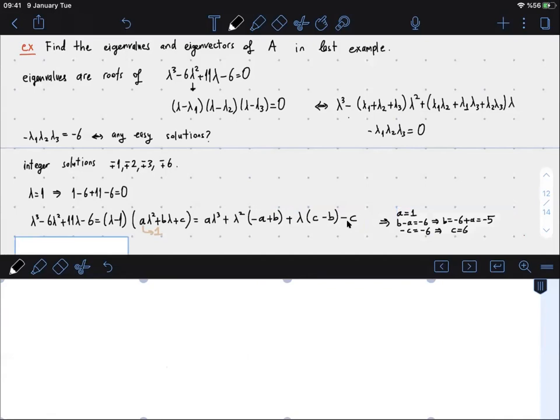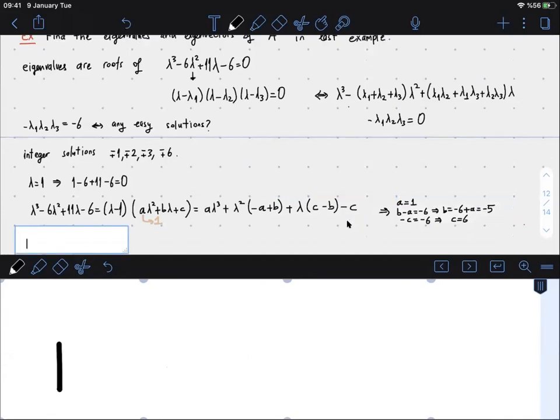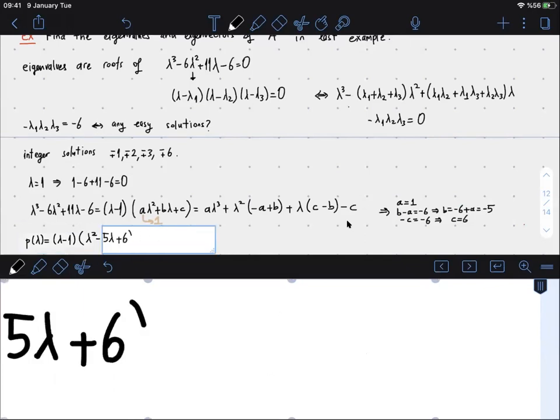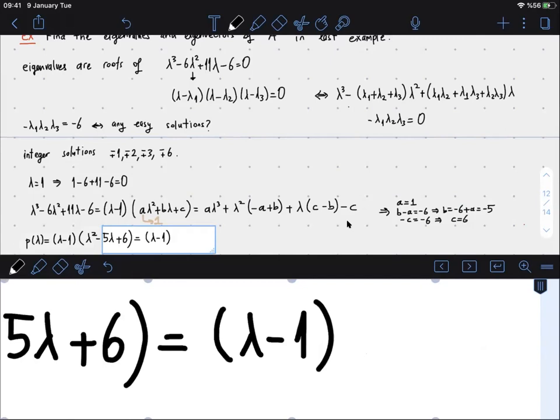Okay, so our characteristic polynomial is this one. One root is lambda minus 1. What are the other roots? So it's lambda squared, minus 5 lambda plus 6. So I can further factorize this. I know that the roots are lambda equals 2 and lambda equals 3.